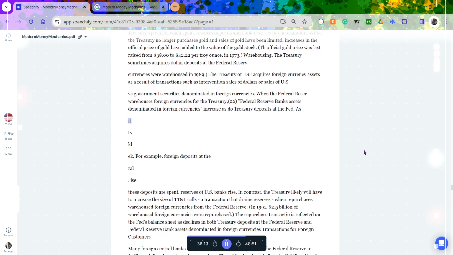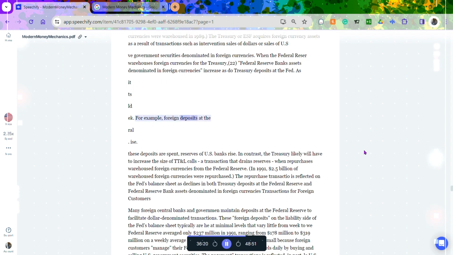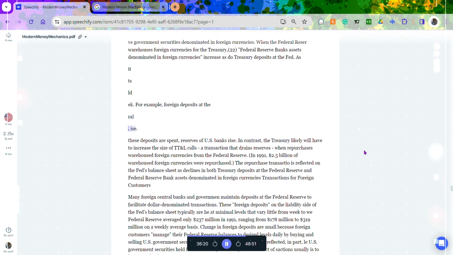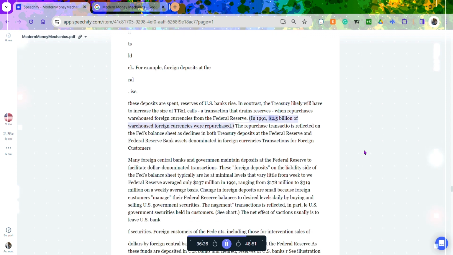The effect on reserves is limited. For example, when these deposits are spent, reserves of U.S. banks rise. In contrast, the Treasury likely will have to increase the size of its TT&L calls, a transaction that drains reserves, when it repurchases warehoused foreign currencies from the Federal Reserve. In 1991, $2.5 billion of warehoused foreign currencies were repurchased.